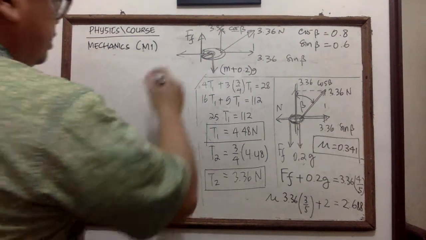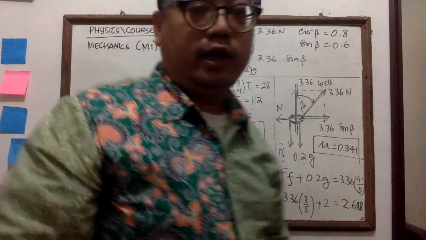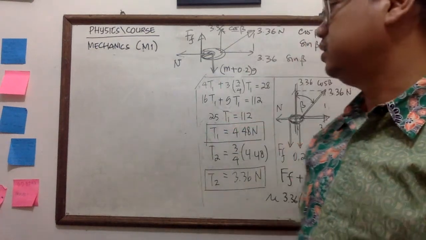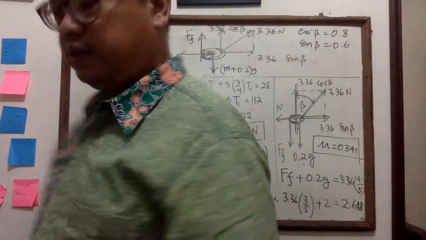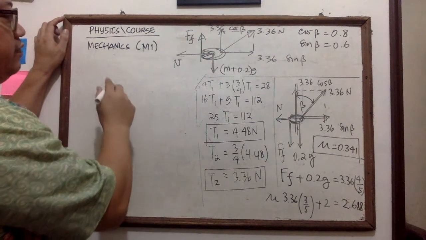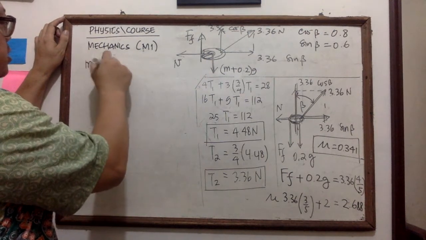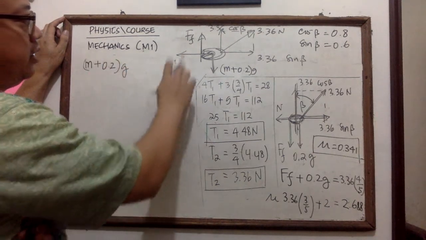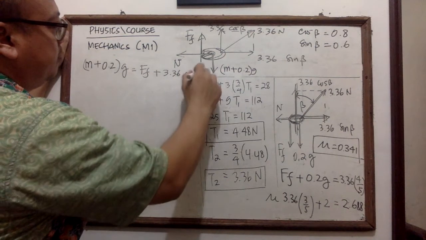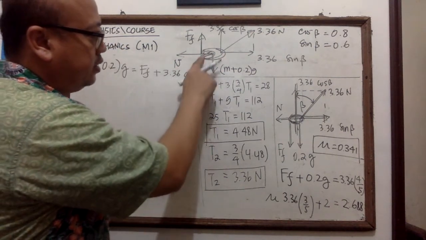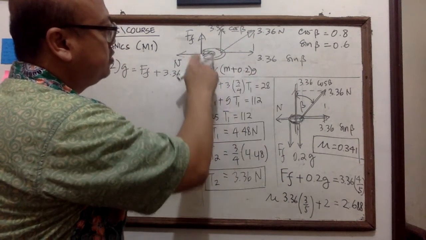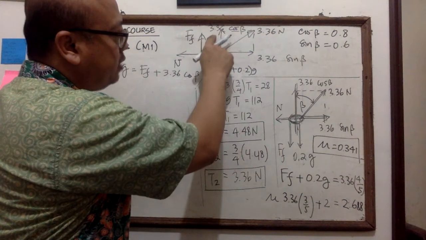So, this is the normal contact force. Now, how much is the mass? In the y direction, we have the mass plus 0.2, this is the weight, equals the frictional force plus 3.36 cos beta. So the weight of the ring and attached mass, m plus 0.2 g, equals the frictional force plus 3.36 cos beta.